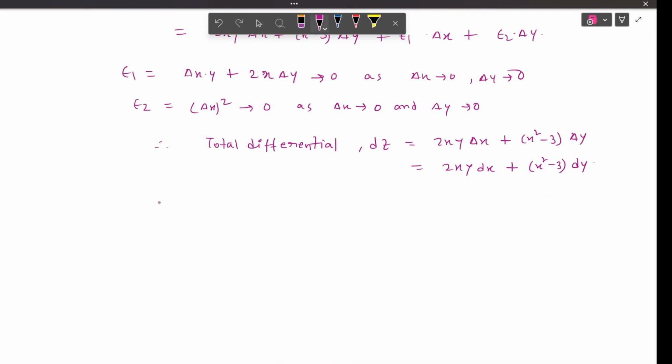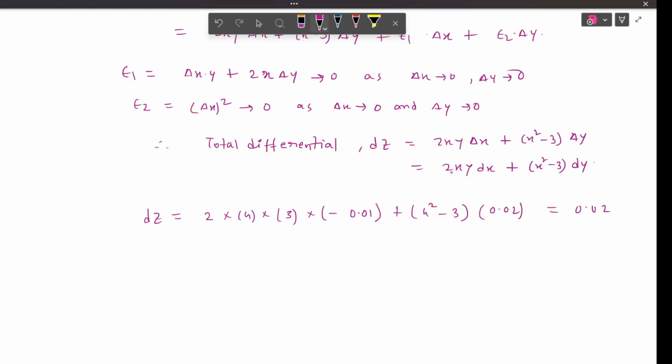So our dz would be, let's put all the values, that is 2 into 4 into 3 into minus 0.01 plus 4 square minus 3 into 0.02. If you calculate, it will be 0.02, which is the answer. Okay.